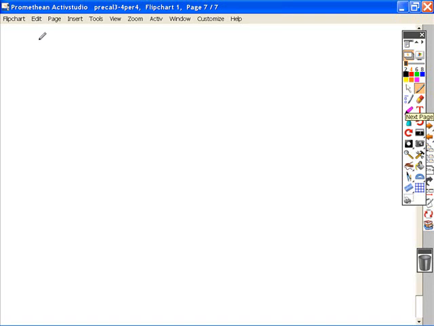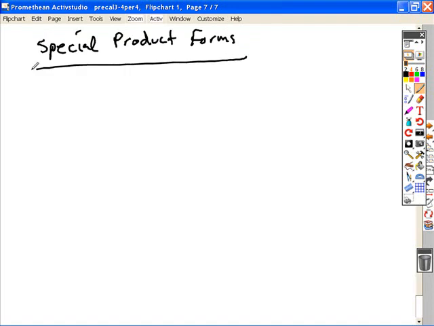So there are some special product forms in dealing with algebra. And the ones that you should be familiar with are the sum and difference of terms, which we have used already.